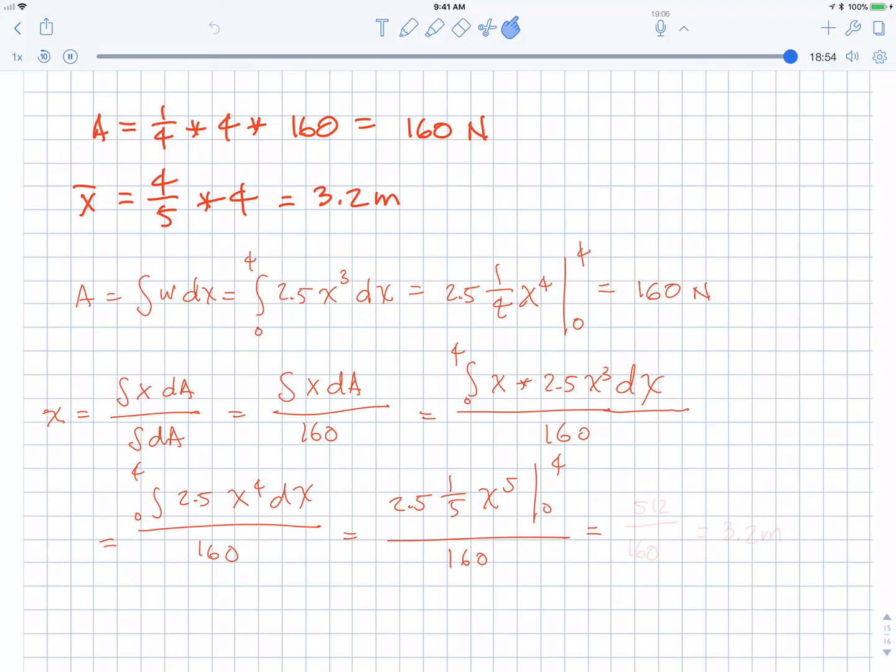And that integral comes out to 512 all over 160, and when you divide that out, drum roll, 3.2 meters, just like we got before.